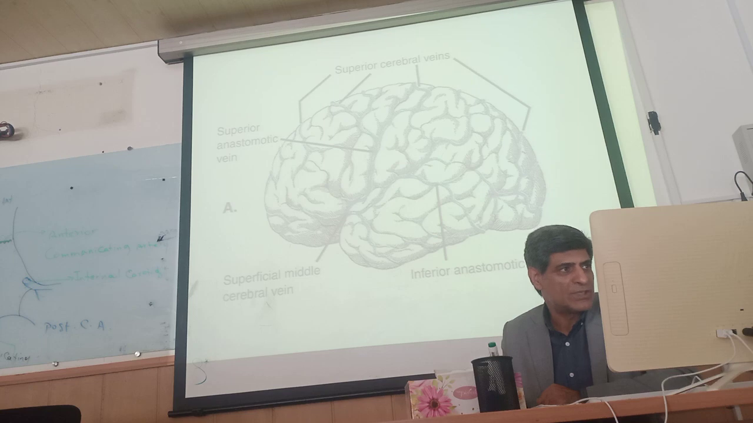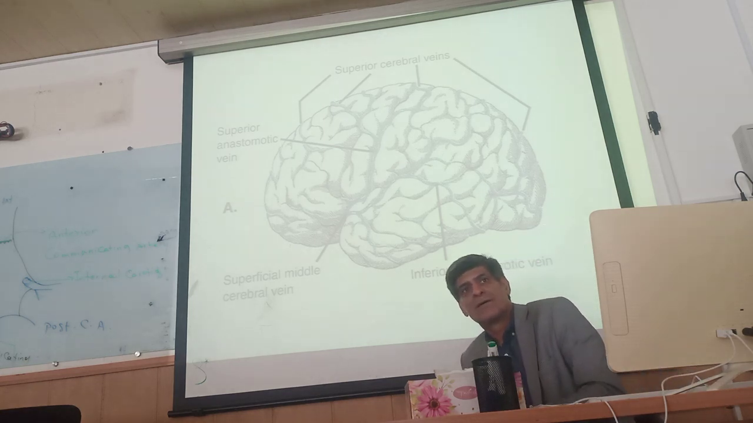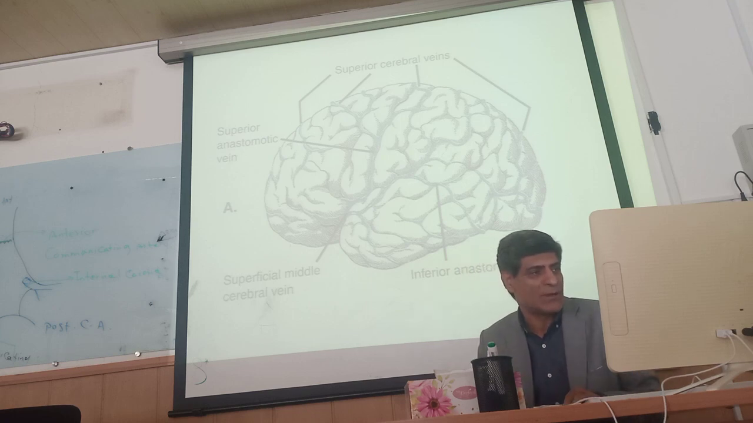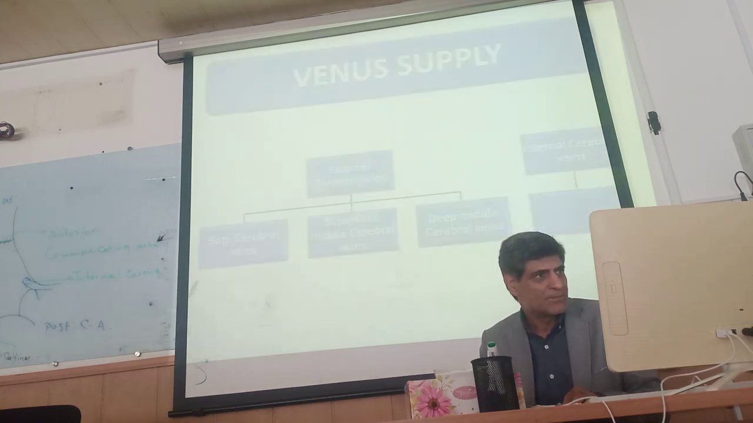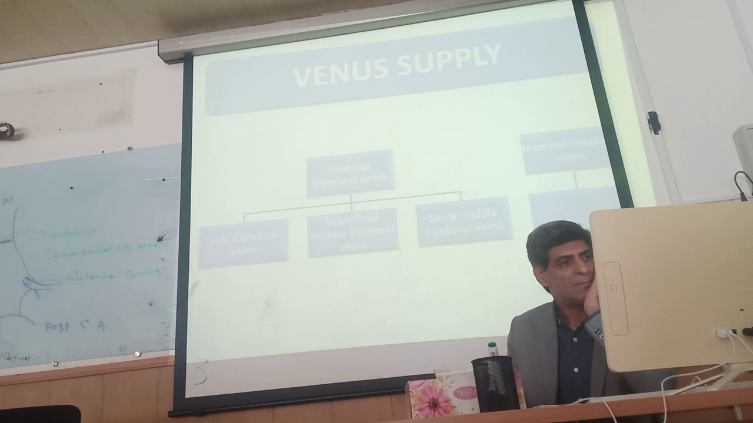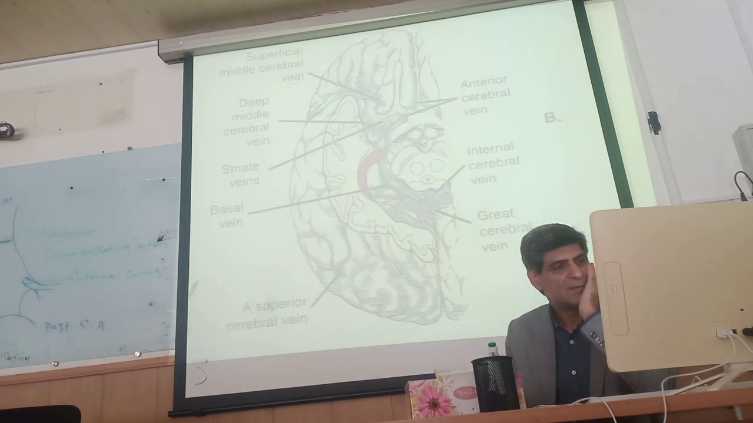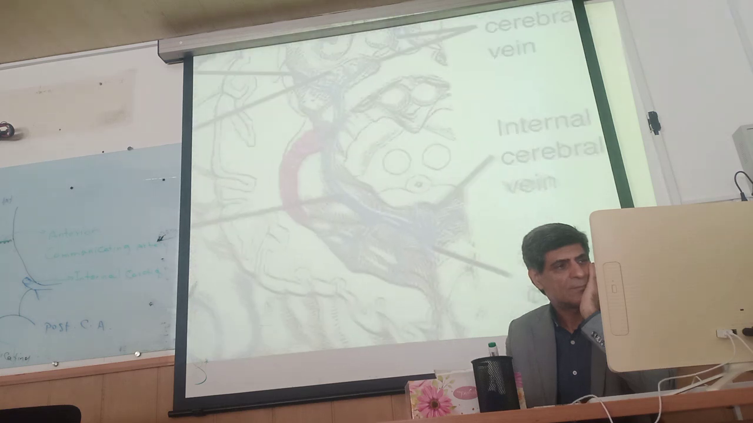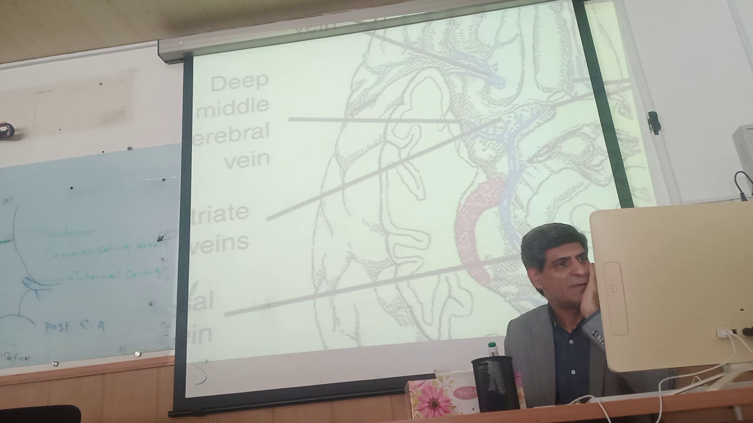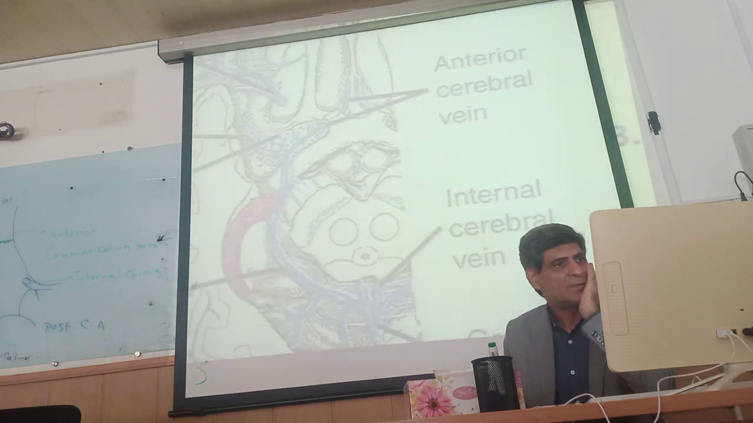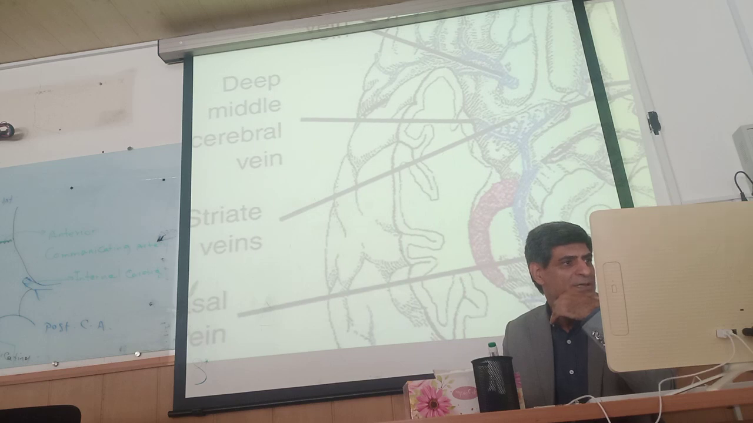And the superior anastomotic vein. What is the meaning of anastomotic? Anastomosis: connection, joint. Joined by the superficial middle cerebral vein and the inferior anastomotic vein. Superior anastomotic and inferior anastomotic. External cerebral veins: superior cerebral vein, superficial middle cerebral vein, and deep middle cerebral vein. Two groups, deep and superficial, and internal. Deep middle cerebral vein, anterior cerebral vein.